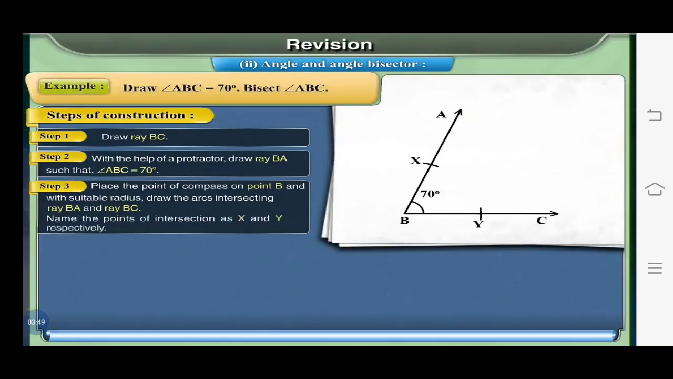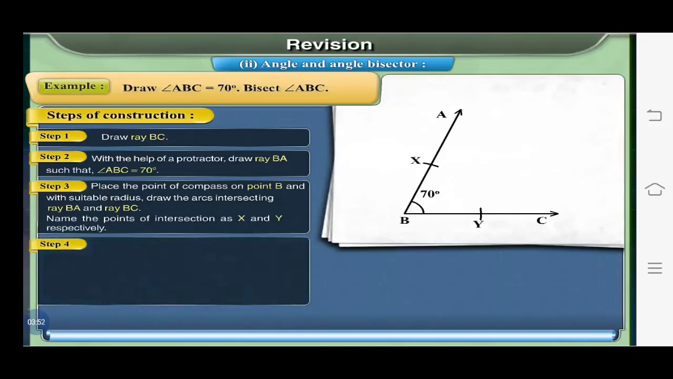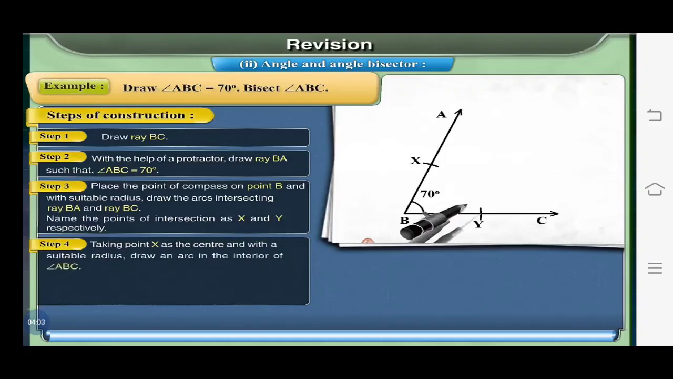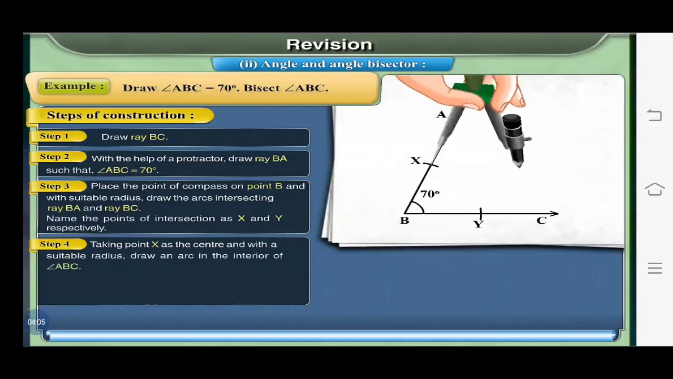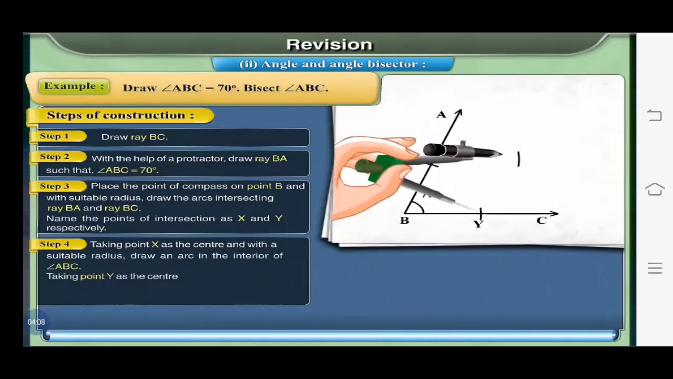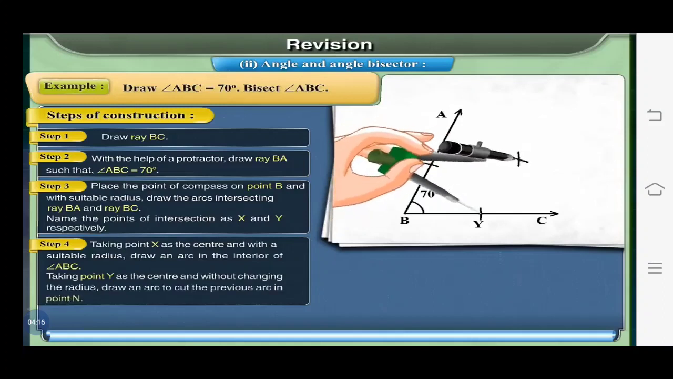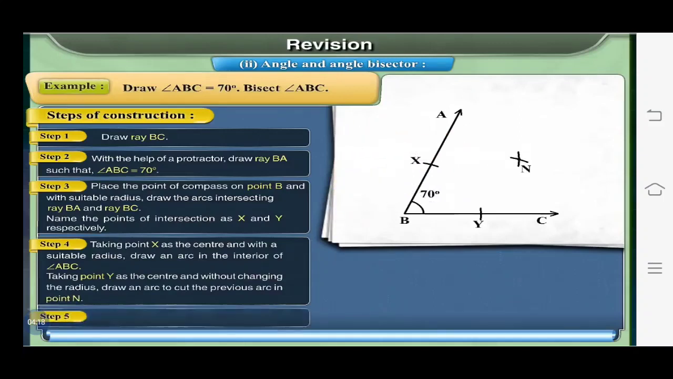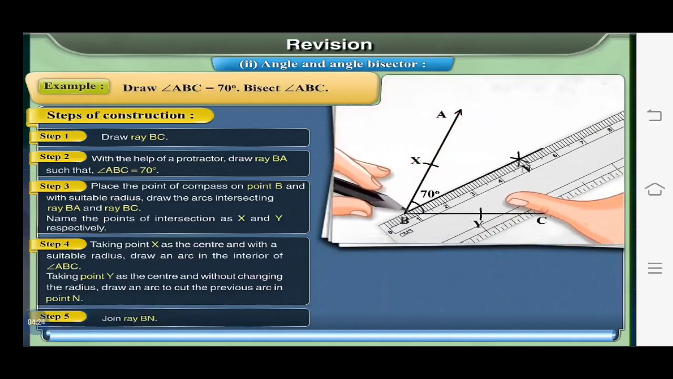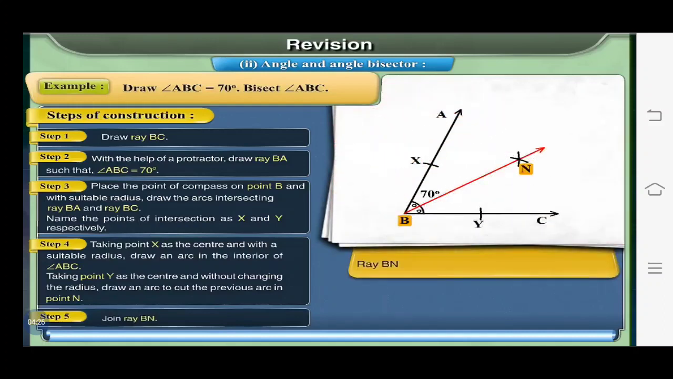Step 4. Taking point X as the center and with a suitable radius, draw an arc in the interior of angle ABC. Now, take point Y as the center. Without changing the radius, draw an arc to cut the previous arc in point N. Step 5. Join points B and N to get ray BN. Ray BN is the required angle bisector of angle ABC.